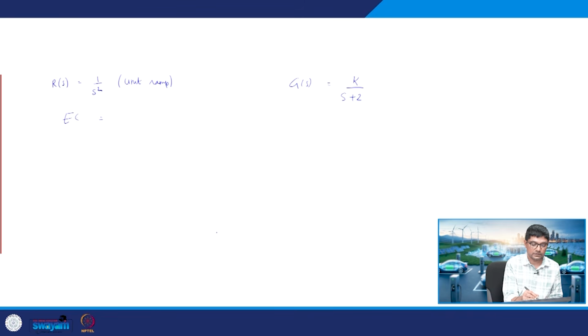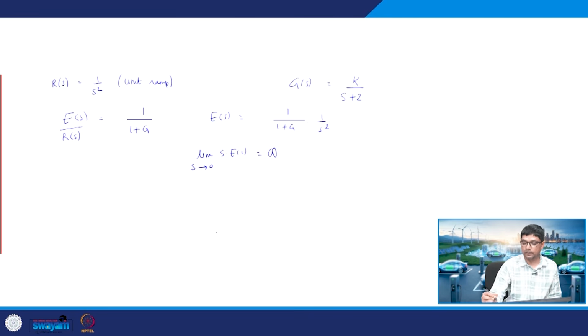Now for a unit ramp, I'll start from the definition. E of S over R of S was 1 over 1 plus G. When R is 1 over S square, my E of S becomes 1 over 1 plus G times 1 over S square. And now I look at the steady state error, limit S going to 0, S times E of S. For this case, again it is easy to verify, it will become infinity. So, this is a case where I have a plant of this form, the reference is a unit ramp and the steady state error is infinity.